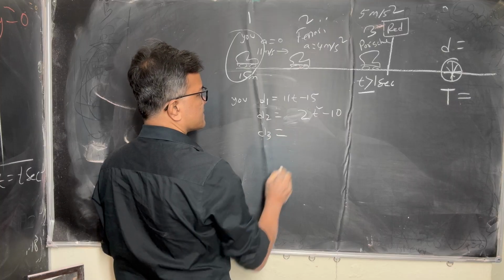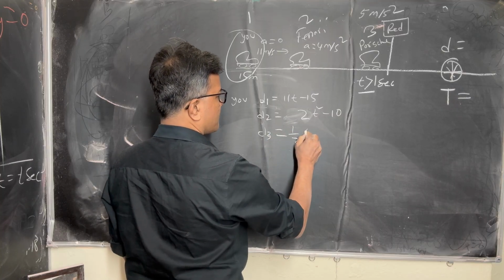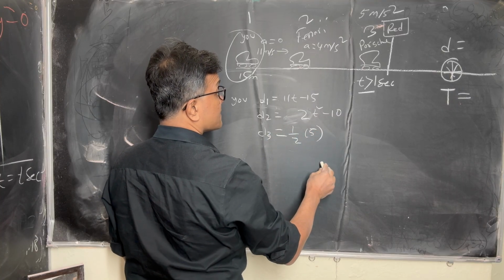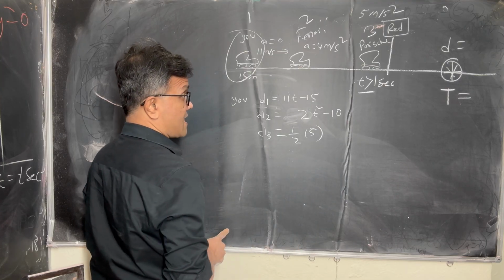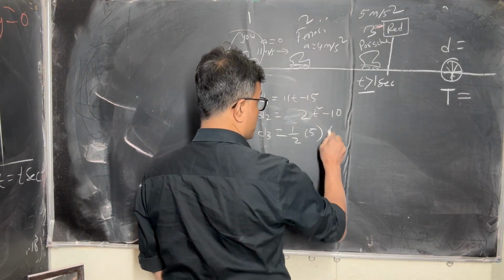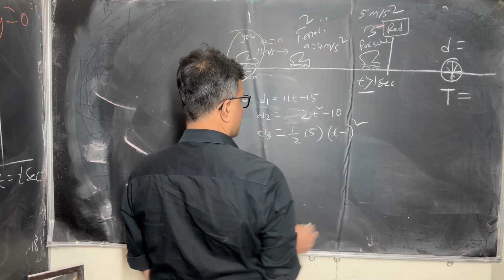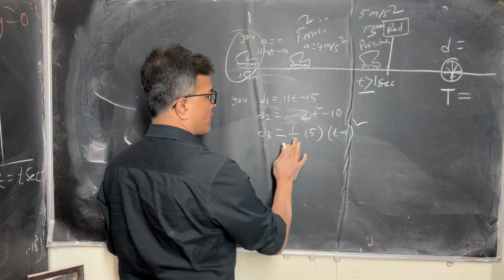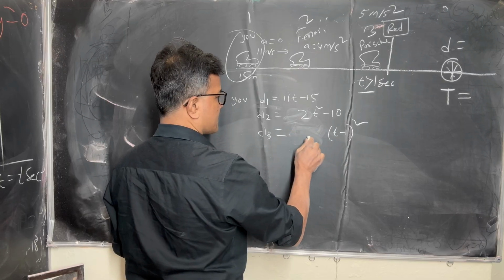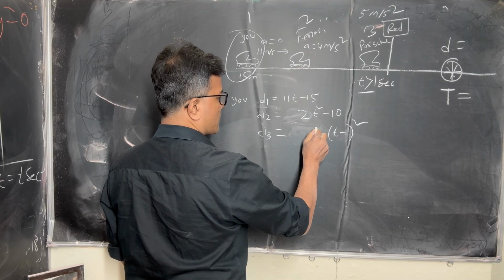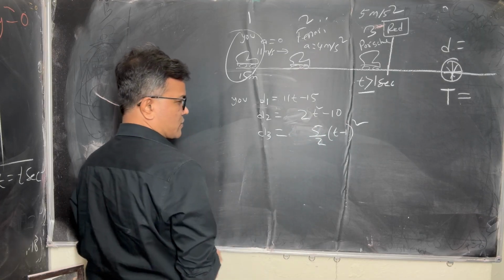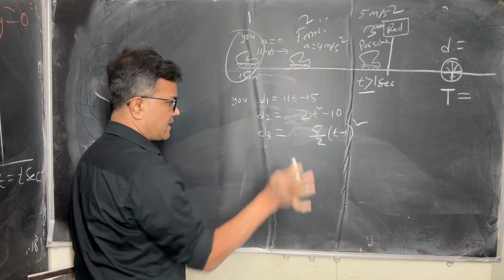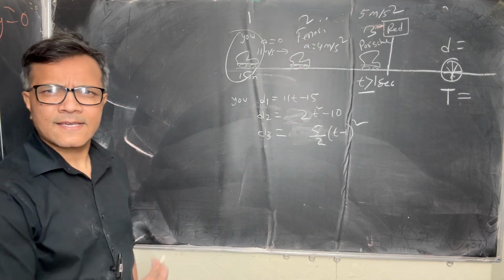Car 3, half 5, not minus 10, t minus 1 squared. So 2.5, or 5 over 2. I like 5 over 2. I don't know why. Okay, great.